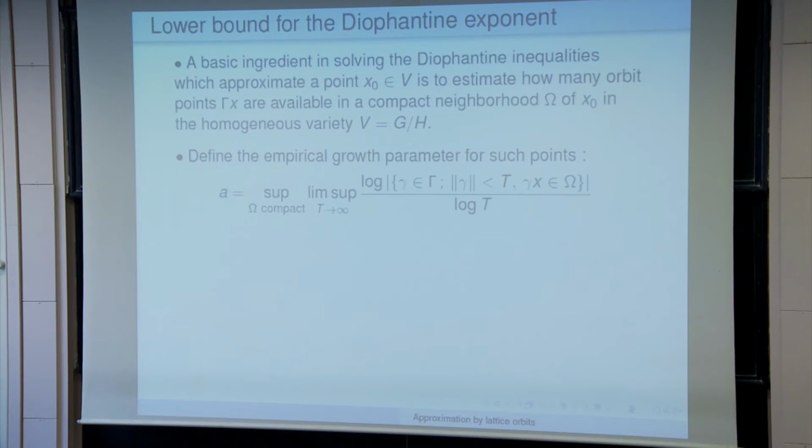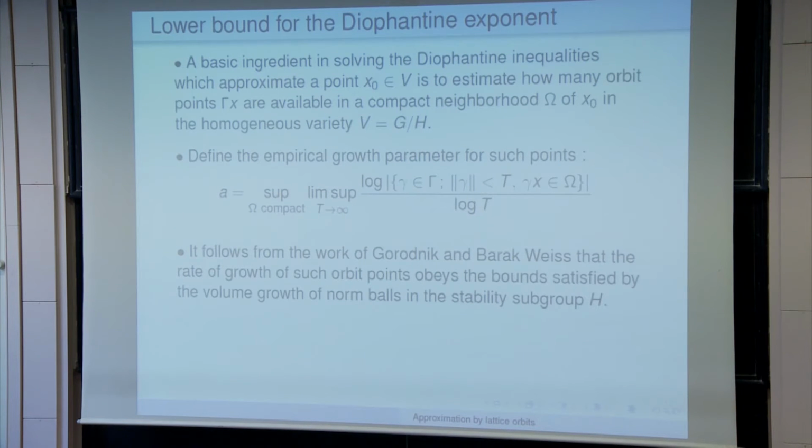So we are going to define the empirical growth parameter for such points, denoted by A. We're going to take the sup over omega compact, and then we're going to take the lim sup of the log of the number of elements gamma in Gamma whose norm is less than t, such that gamma x is in fact in omega. And we divide by log t. So there is such a number, whatever it is. This is the empirical, what you really find when you look at when these points in the dense orbit actually fall into this compact set.